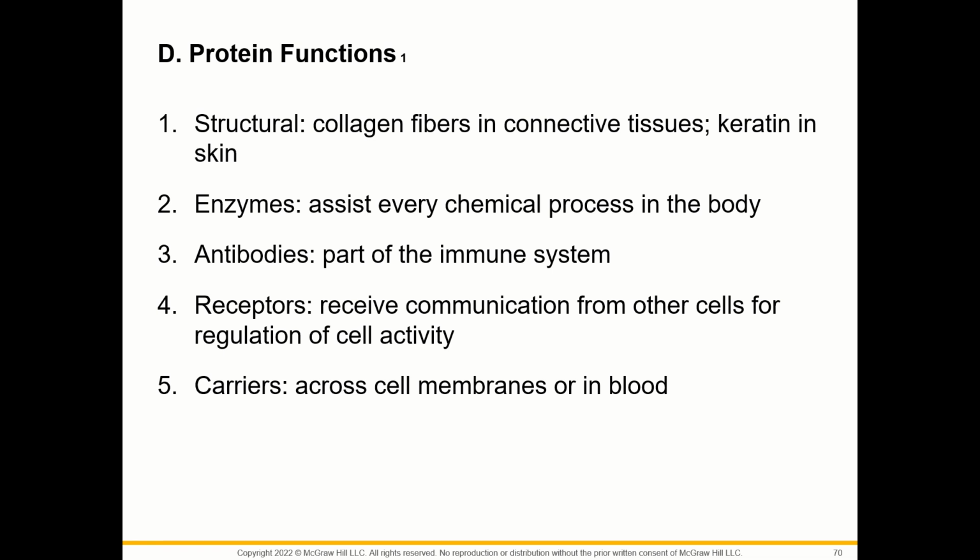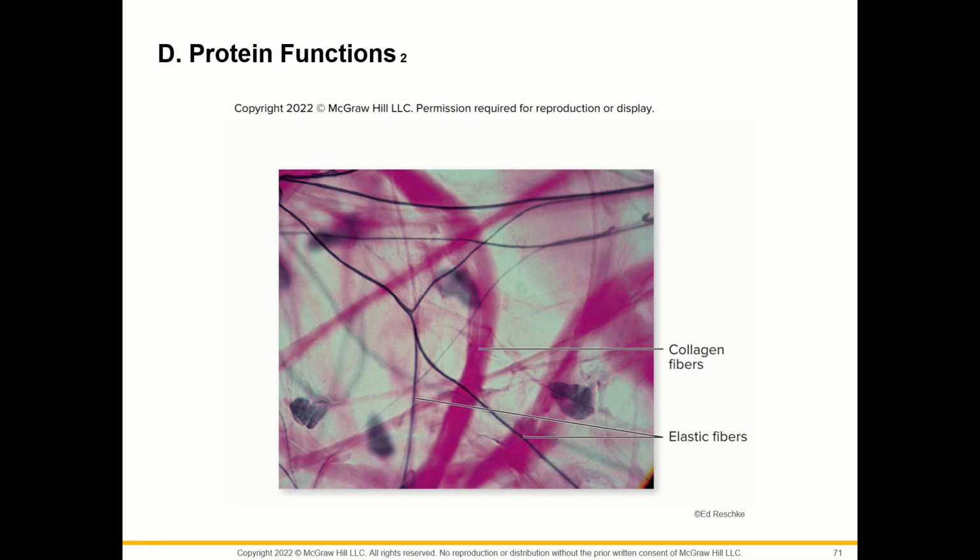We've got receptors, which receive communication from other cells for regulation of cell activity. This could be for hormonal activity, neurotransmitter activity, etc. And then we've got carriers, like those integral membrane proteins that go across cell membranes. We also have carriers in our blood, particularly to carry lipids. The reason we need carriers for lipids in the blood is that lipids are nonpolar and plasma is mostly water, so the lipids can't simply float around in blood to go from place to place.